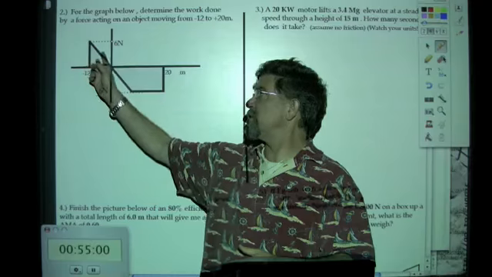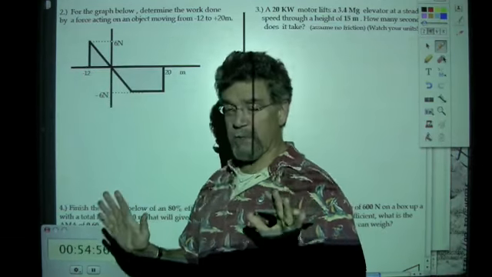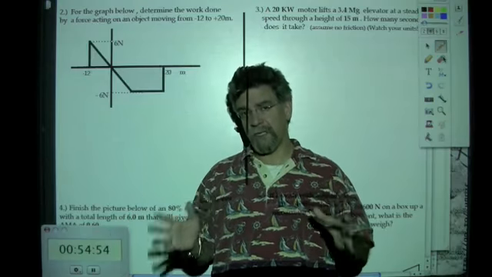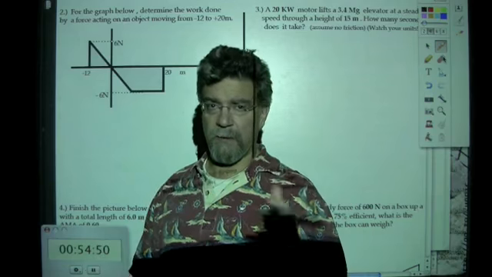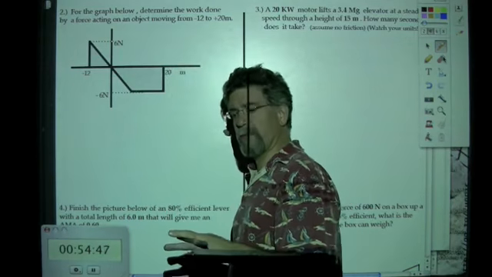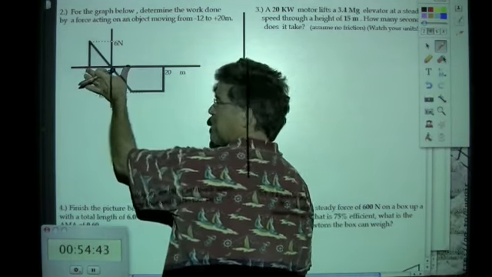The force is changing over time, kind of like what we're doing with Hooke's law now. No, sorry, not over time. The force is changing over position. Force changing over time is impulse. Remember that graph we did? This is force changing over position, which is work. Or force over a change of position is work.